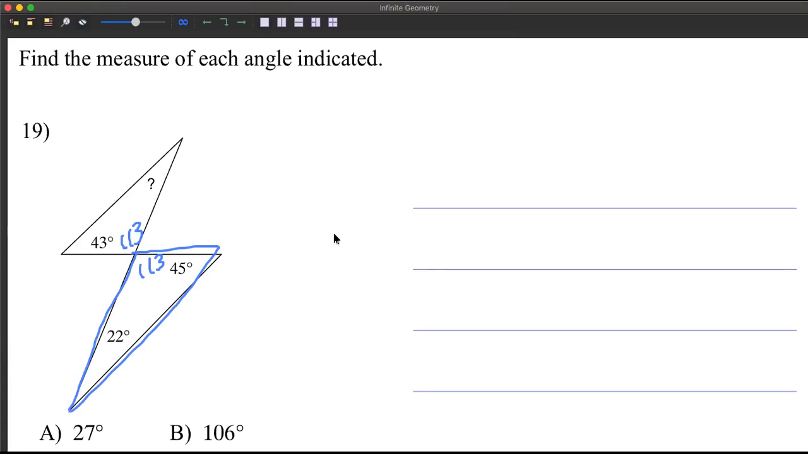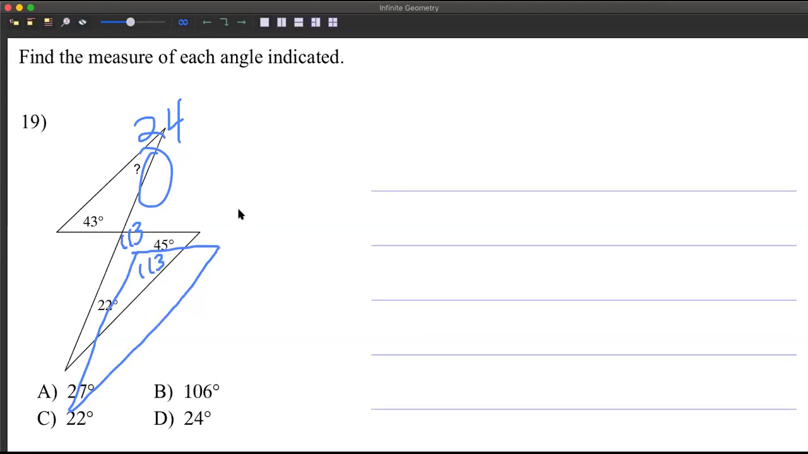Gosh, I love how in geometry everything just comes together. So let's take those angles away from 180. I find out that this missing angle must be 24. I know you probably can't see it on the screen, but there should be a 24 down there. Yep, there it is.